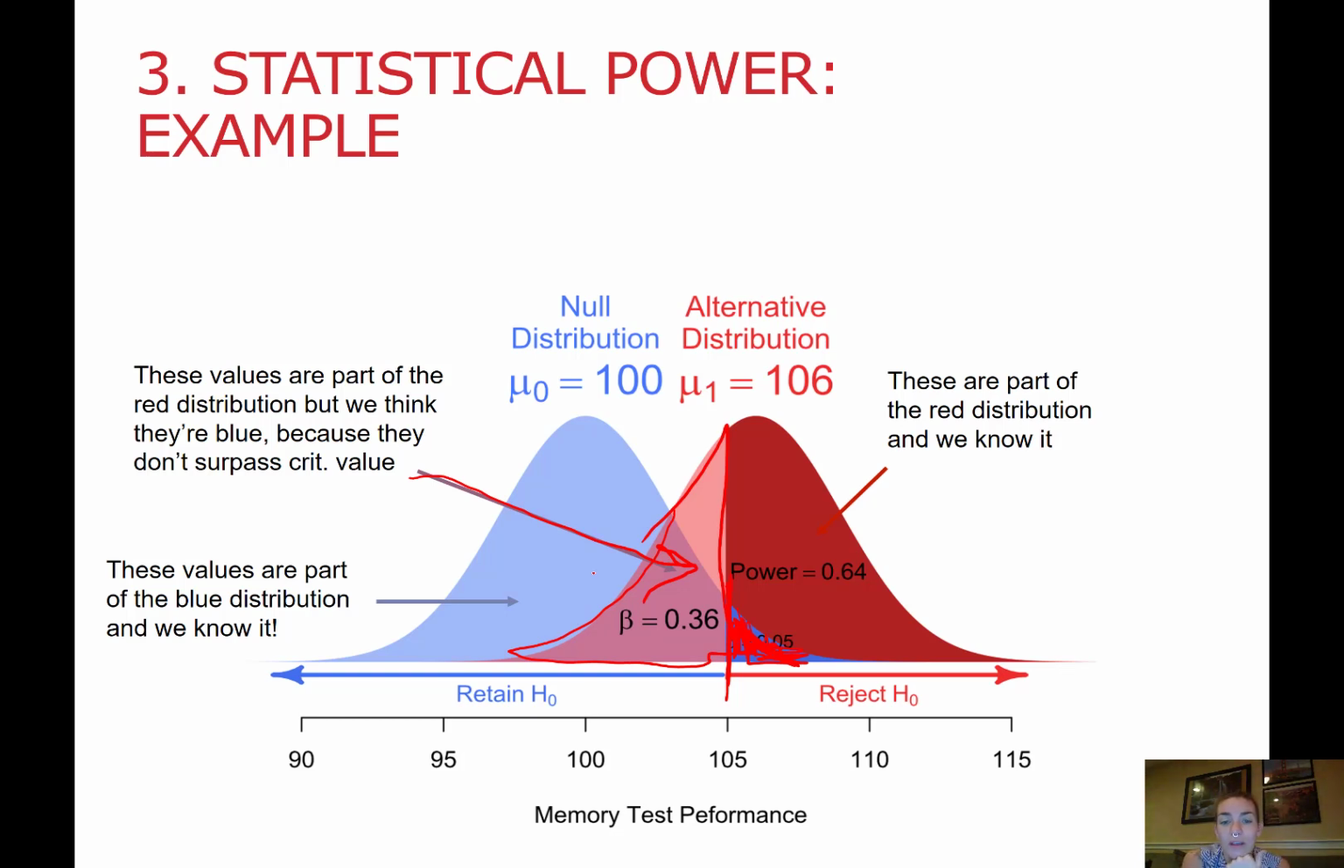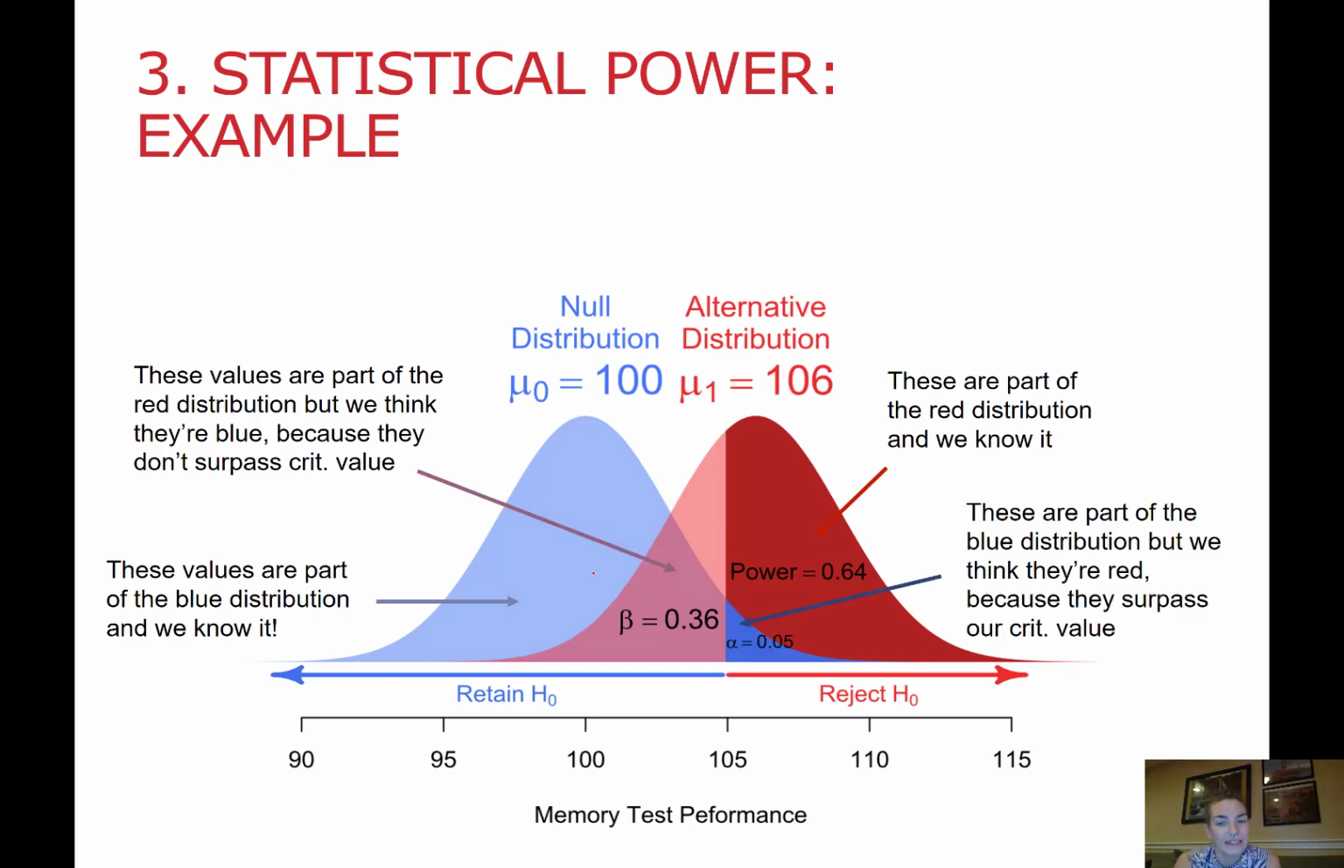So those values are part of the lower end of the red distribution, but we mistake them as being on the higher end of the blue distribution, or in other words, we mistakenly assume that there's no effect, making a type 2 error. And in this little diagram, there's a 36% chance that we're making a type 2 error.